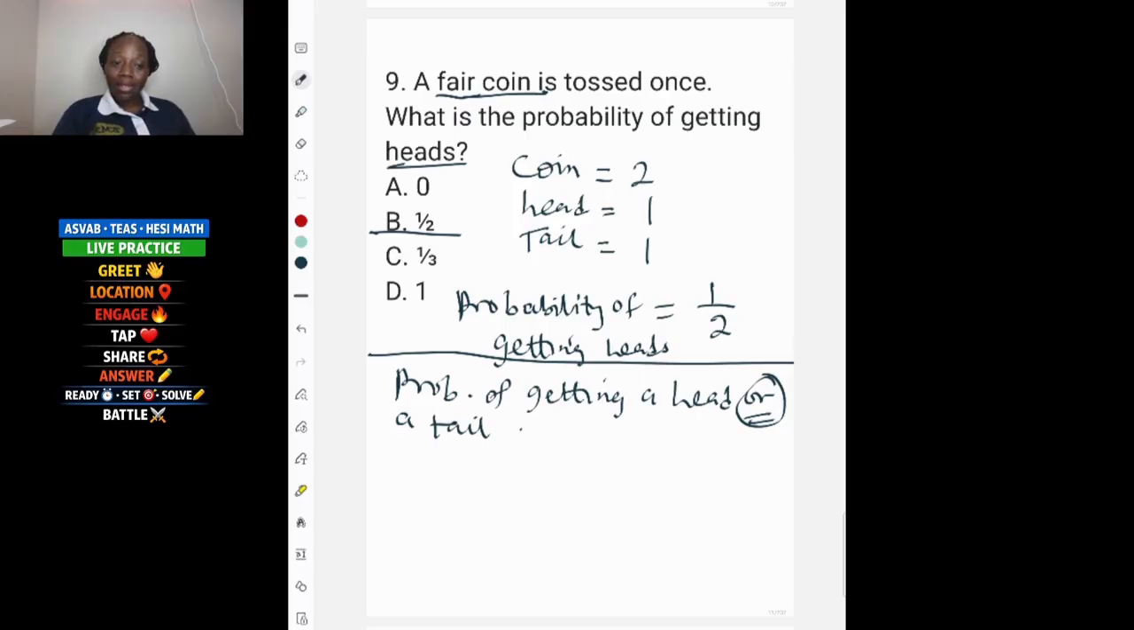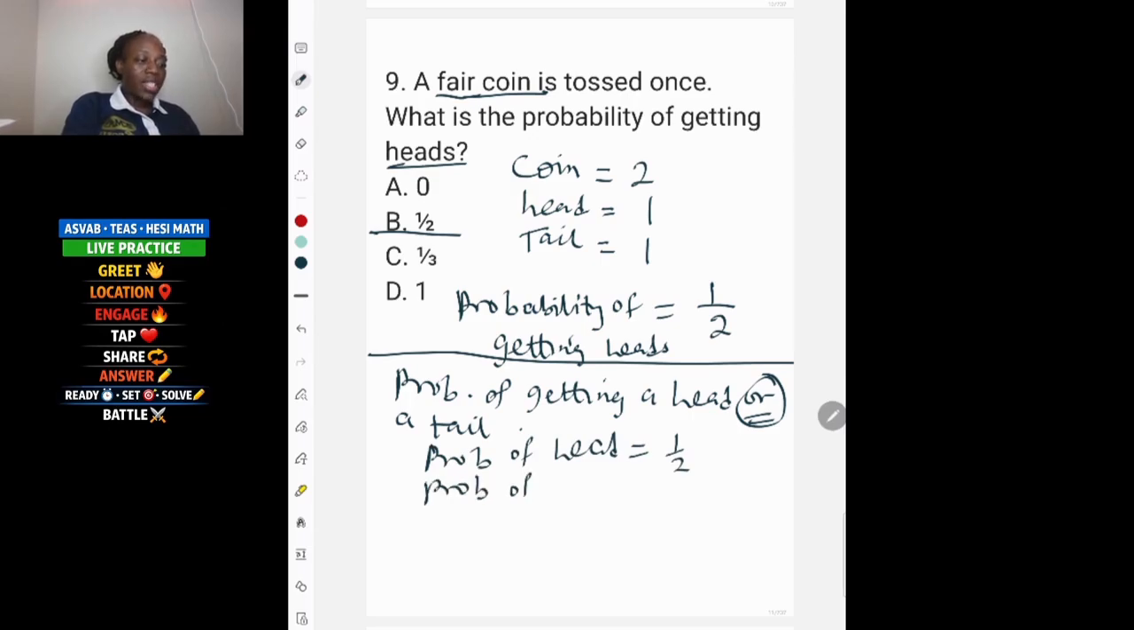Do we get that? So yes, the answer is 1 for the probability of getting a head or a tail, because the probability of getting a head will be 1/2. Then the probability of getting a tail will be 1/2 as well. The question now says or, so the probability will be equal to 1/2 plus 1/2, and that will be 1.